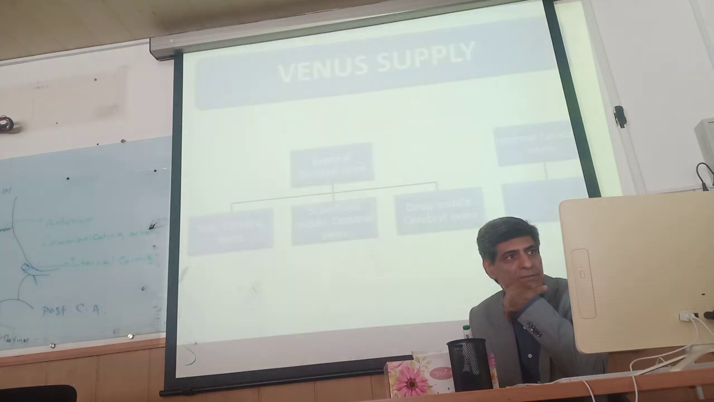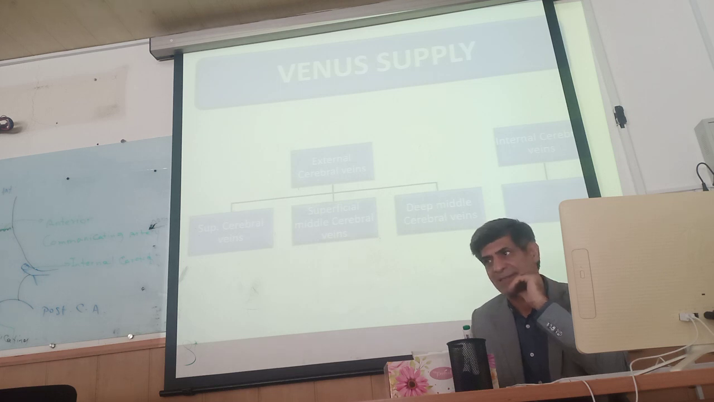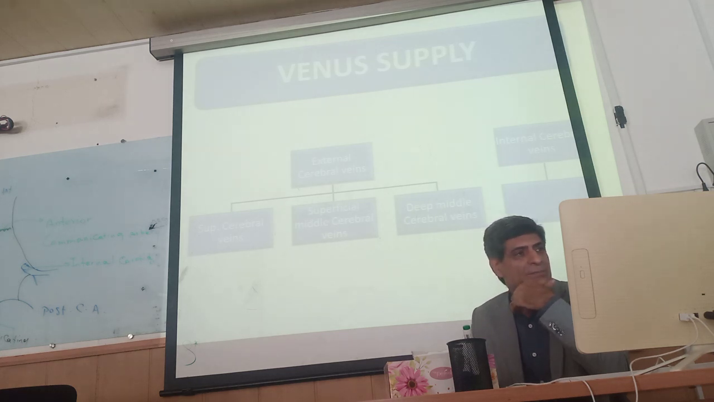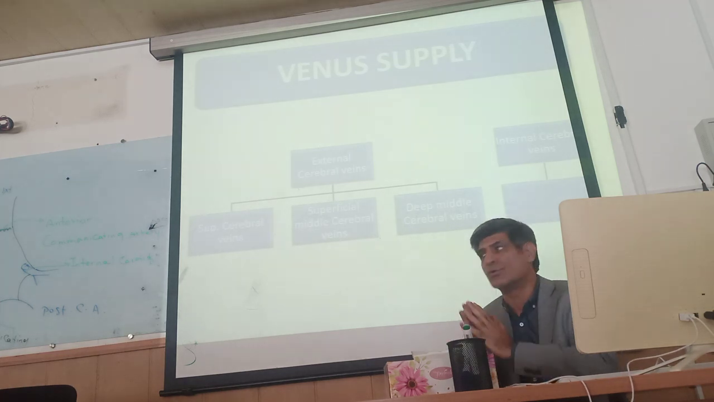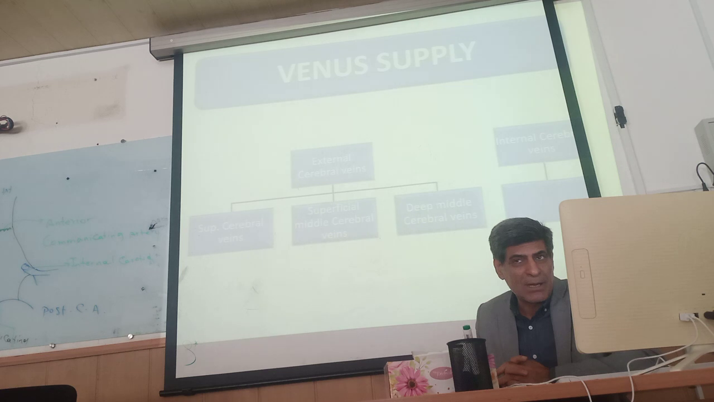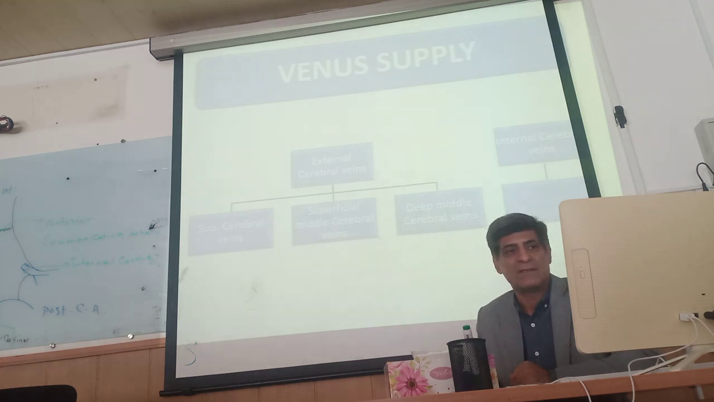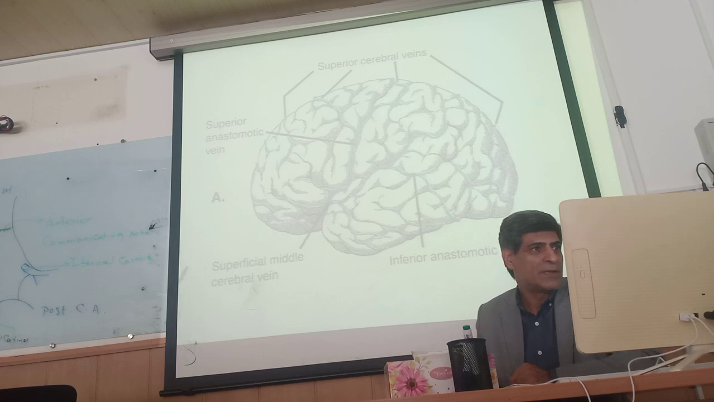Venous supply of the brain. Venous supply is not very important. The venous blood is low in oxygen. Venous drainage is by the external cerebral veins and internal cerebral veins: two groups, external and internal. The external cerebral group contains the superior cerebral vein.